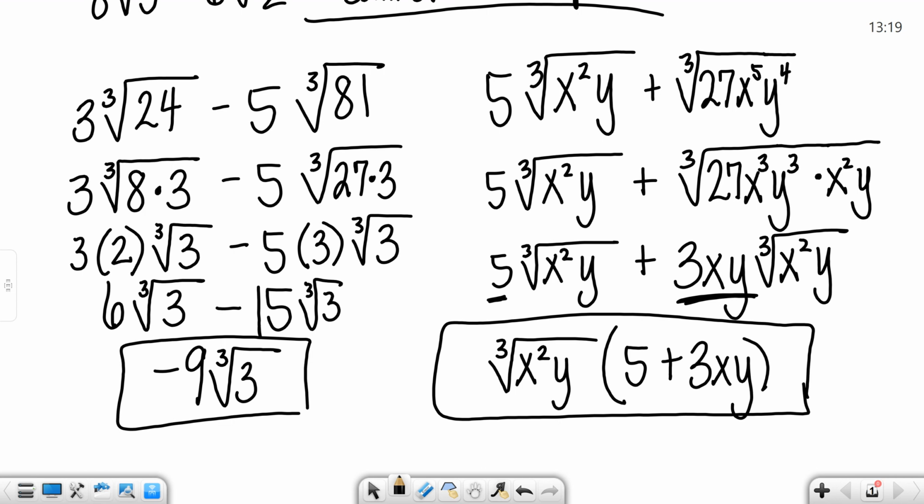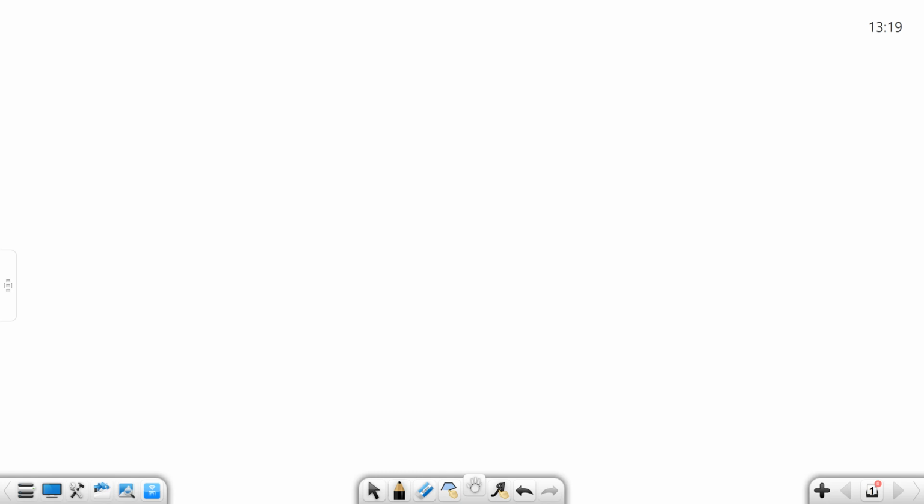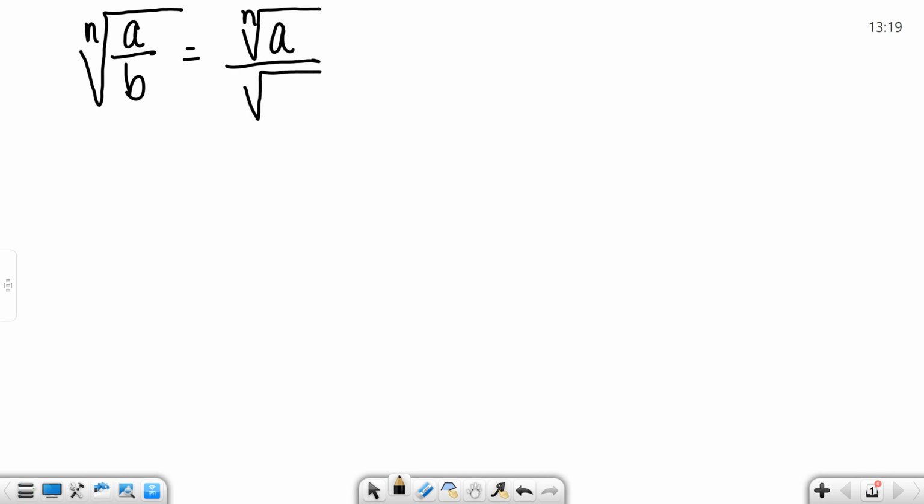Okay, let's go do some division now. So that's adding and subtracting. Let's do some dividing. So there's a rule for our division here, and you can write this rule either direction. If I have the nth root of a fraction, a over b, I can change it to the nth root of a divided by the nth root of b. In other words, you take the root of the numerator and the denominator.